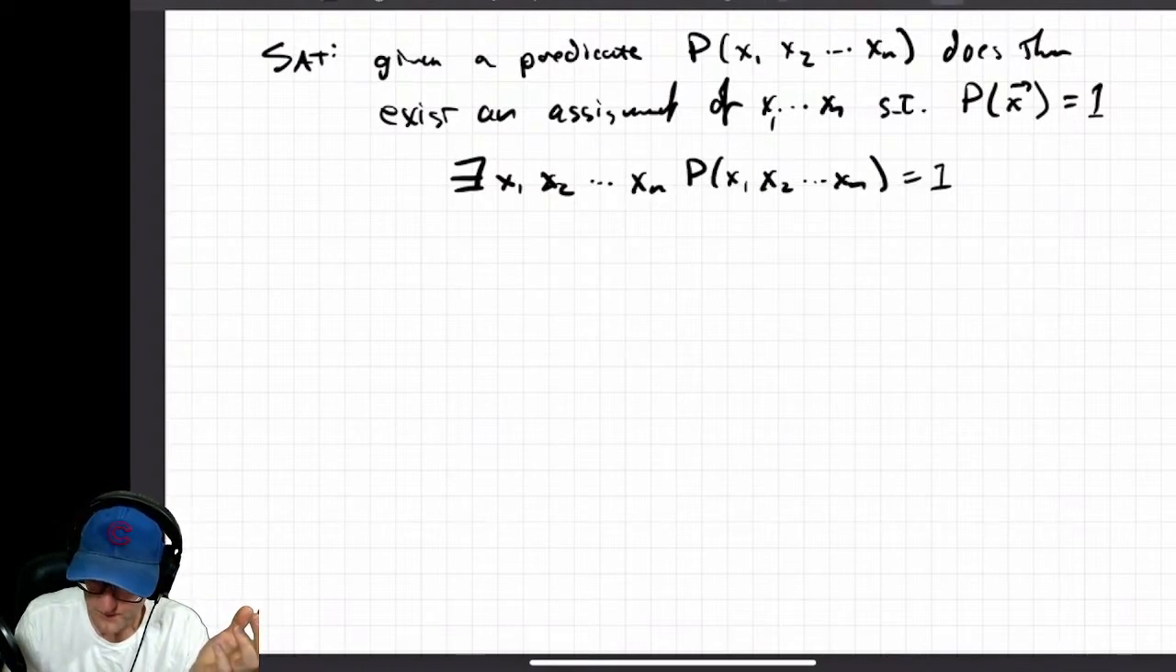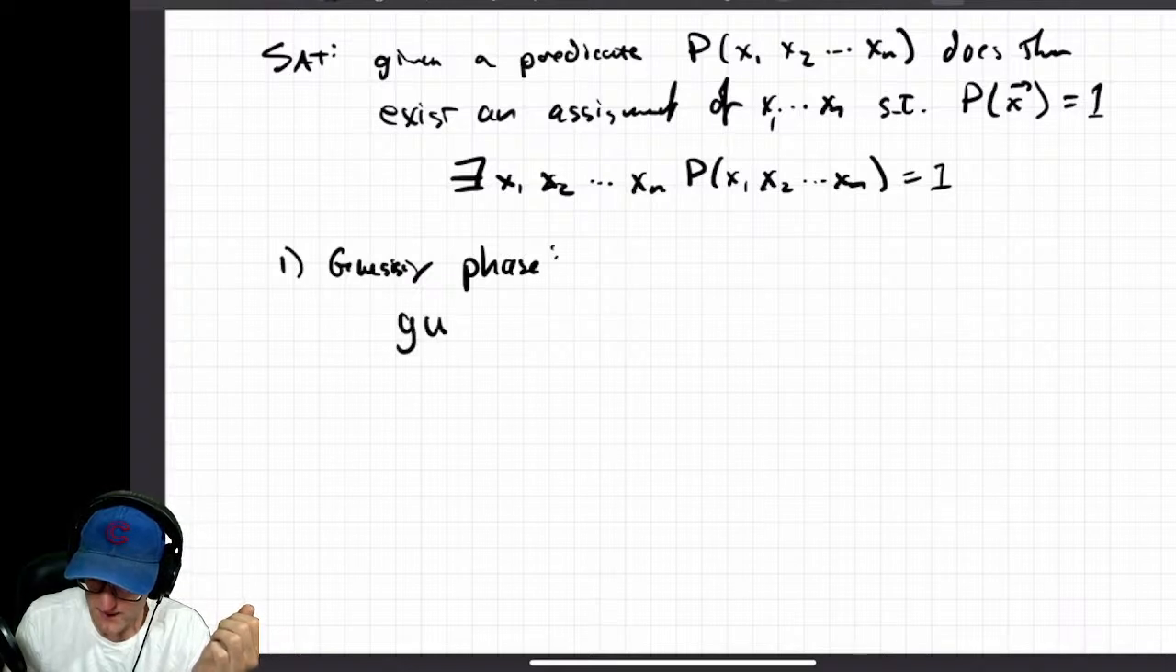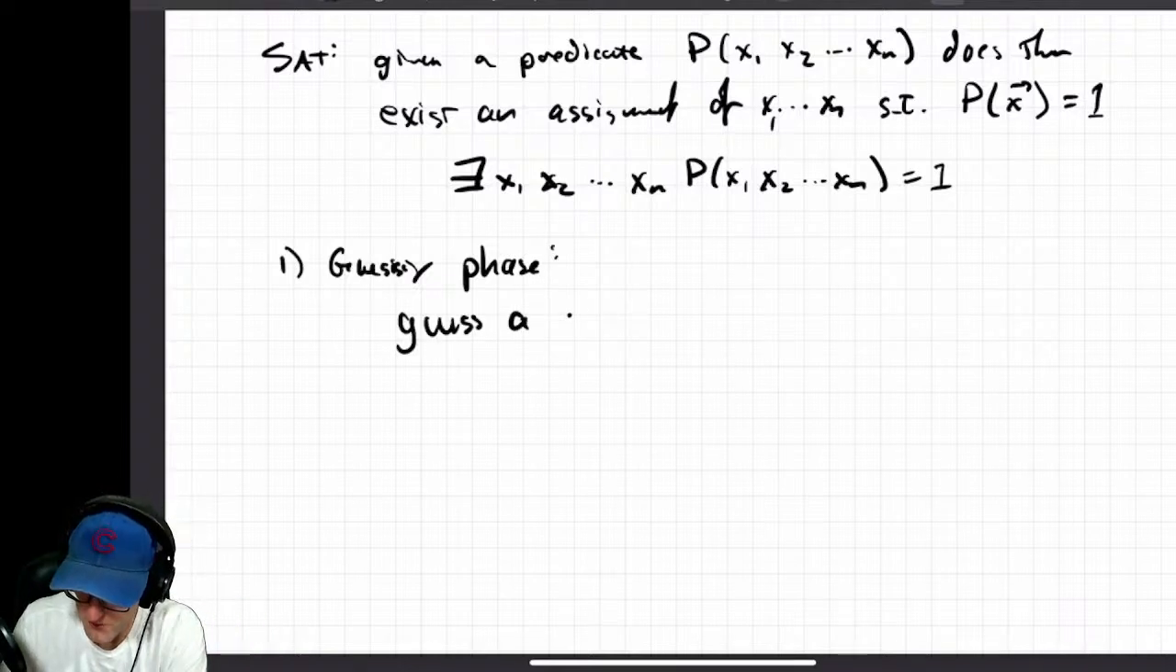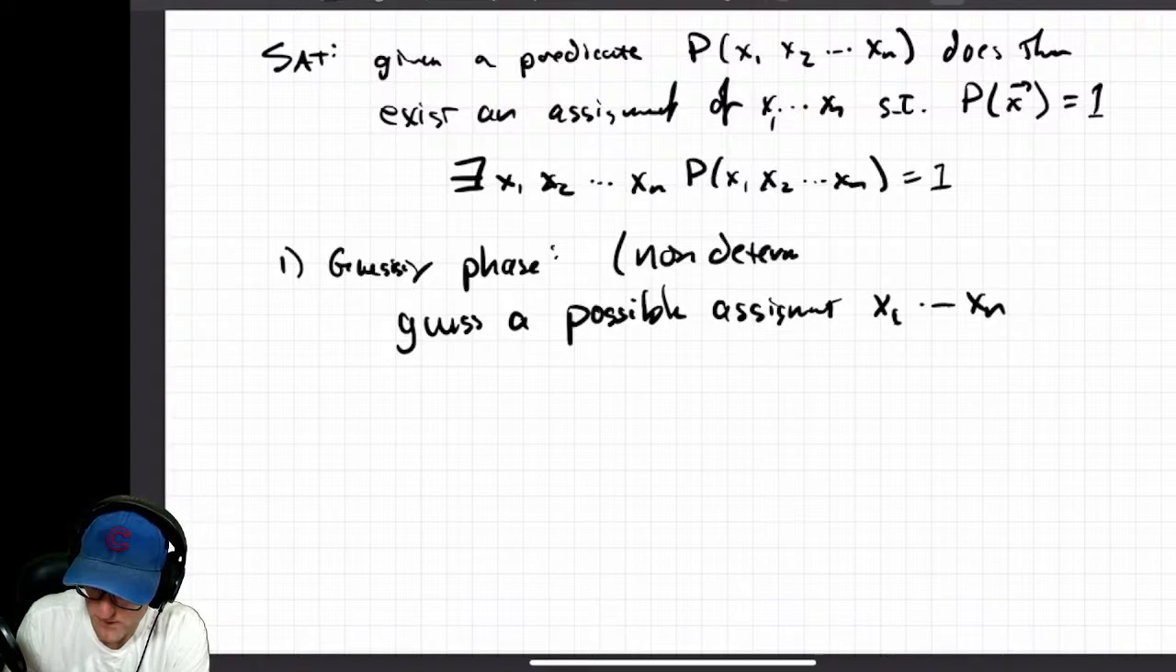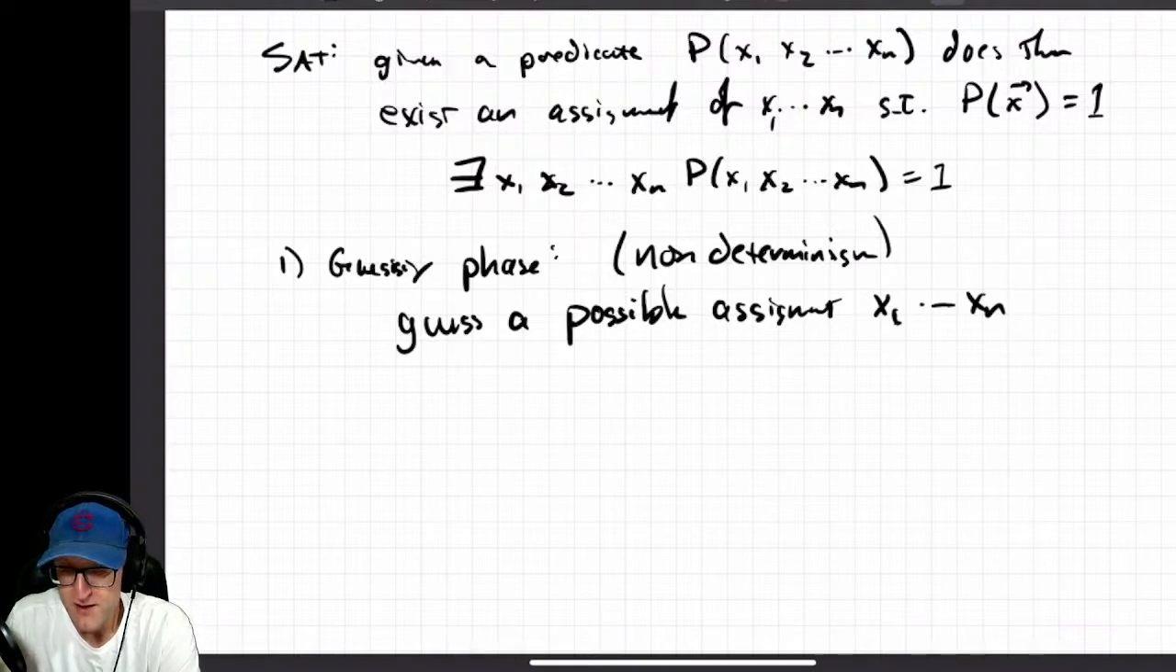One, you have a guessing phase. You guess a possible assignment, x1 through xn. This is non-determinism. This is what makes it powerful. This is what makes it a theoretical model. How did you guess a possible assignment?